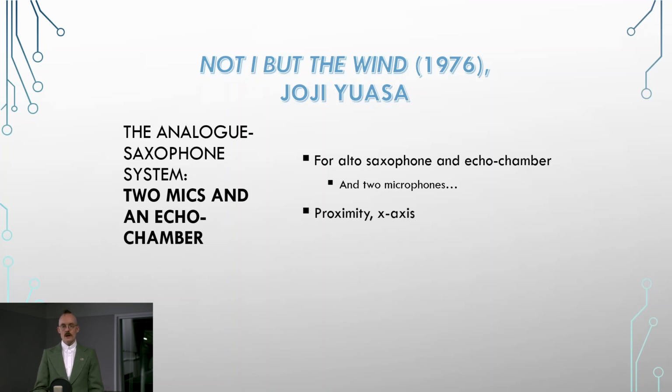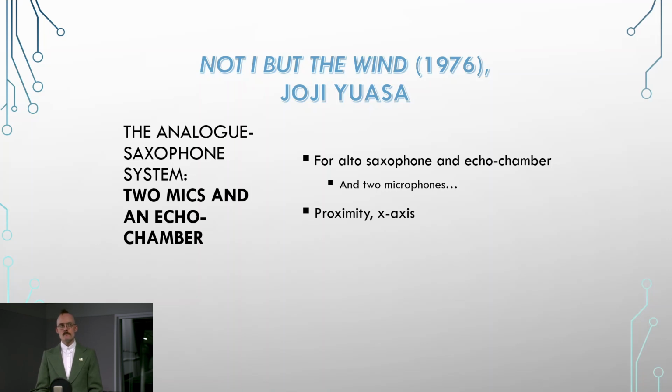So using a microphone to the right of the performer and a microphone to the left of the performer, the performer has to move in between them. Now, the microphone on the right is what we would call wet. It's affected with the echo chamber. And the one on the left is dry. So as the performer moves along the x-axis, they get closer to the wet microphone and their sound is more processed, and then they move to the left and their sound is less processed.